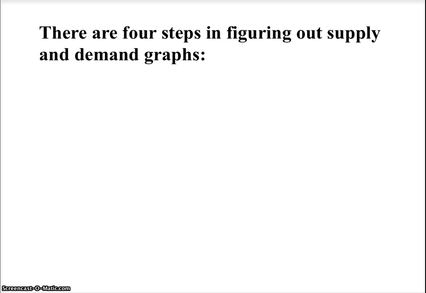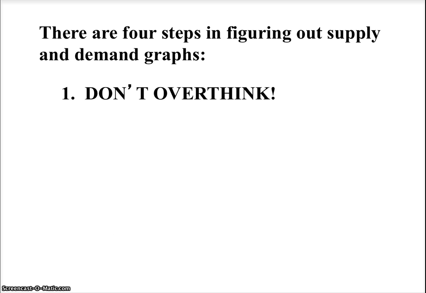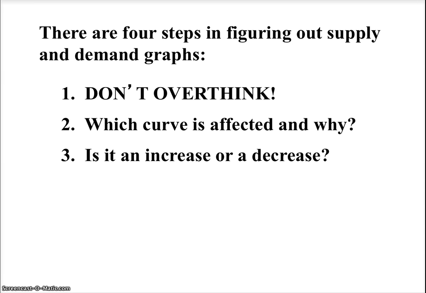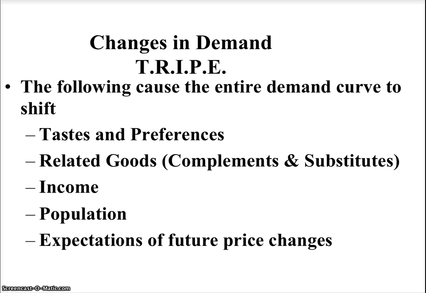Now there are 4 steps in figuring out supply and demand graphs. The first one is to not overthink. Second one, think which curve is affected and why. Is the supply curve affected or is the demand curve affected? And say to yourself, is it an increase or a decrease in supply or demand? If it's an increase, the curve shifts to the right. Decrease, curve shifts to the left. And just draw it. Go ahead and shift the correct curve. Tell me what happens to equilibrium price and what happens to equilibrium quantity.